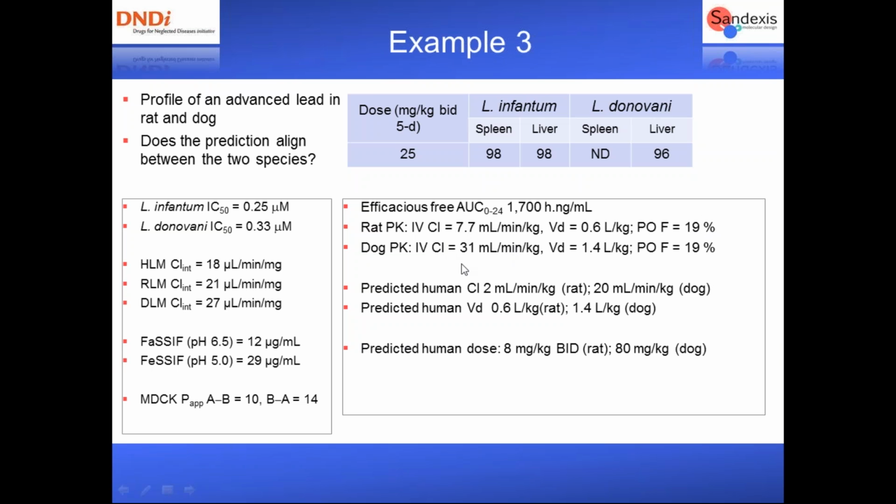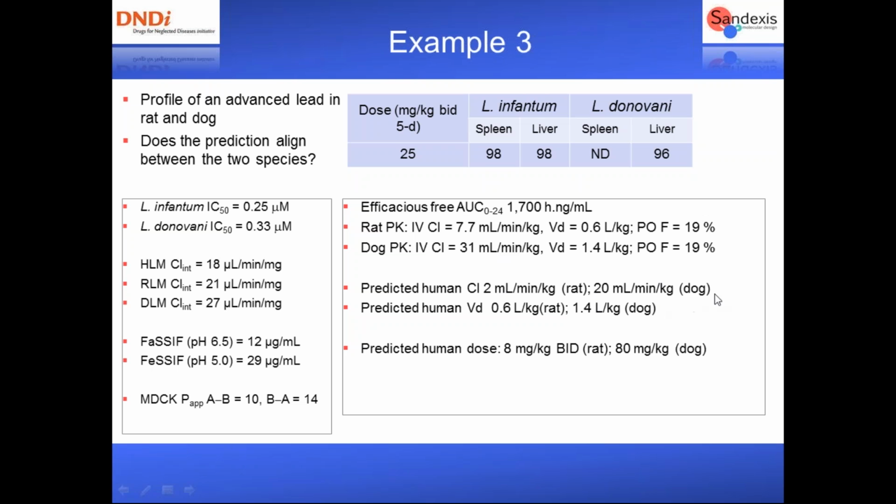Dog PK is quite different though. This compound looks pretty much liver blood flow clearance in the dog, so rapidly cleared. We're still seeing a little bit of bioavailability. So working through both of those scenarios using the tool, rat allometry and dog allometry, gives us two very different situations. If we're being optimistic and we like the prediction from rat, then the compound should be low clearance in human, with a clearance of around 2 mils per kg.